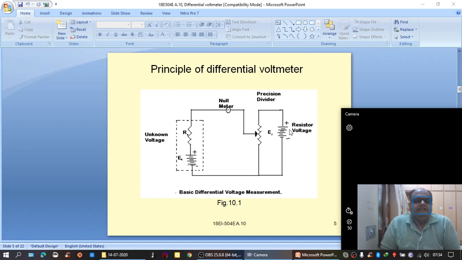On the other side, that is to the other terminal, the unknown voltage source is connected. Now, depending upon the relative magnitudes of Ex and a fraction of Er, the null detector pointer will move either towards left or towards right.